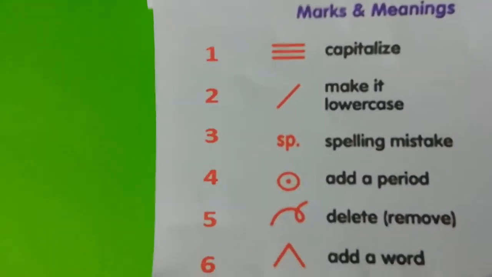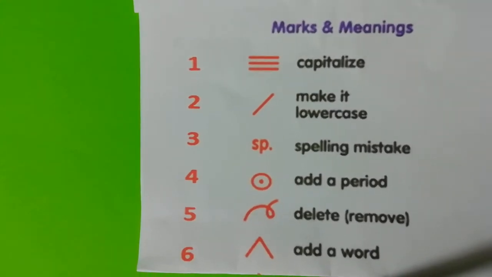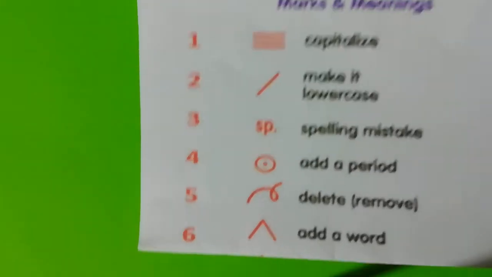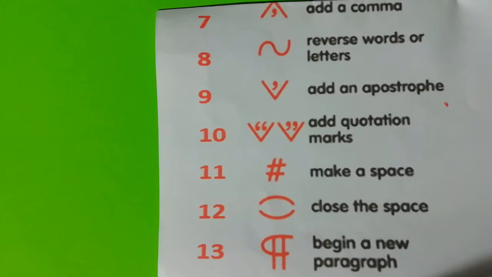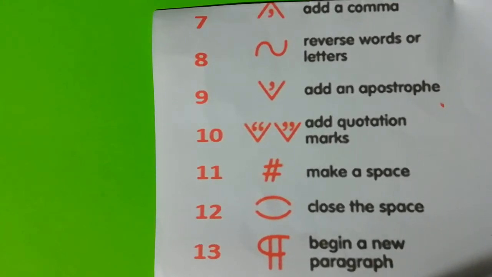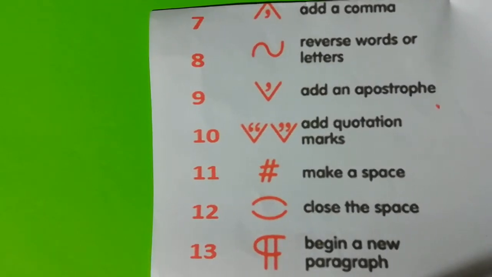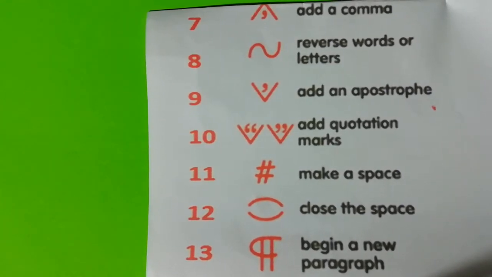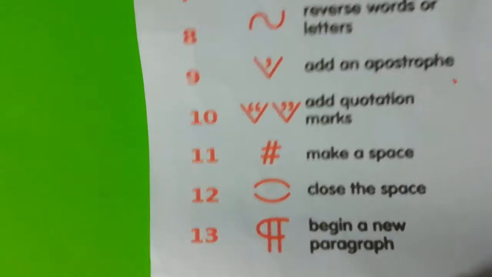Here are the first 6. One, capitalize. Two, make it lowercase. Three, a spelling mistake. Four, add a period. Five, delete. Six, add a word. And then the remaining ones. Number 7 is adding a comma. Number 8 is reverse words or letters. 9 is add an apostrophe. 10 is adding quotation marks. 11 is making a space. 12 is close the space. And 13 is starting a new paragraph. So we're going to have a very brief example for each one so that you can understand when to apply your symbols.